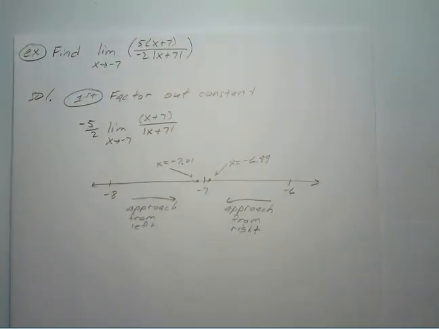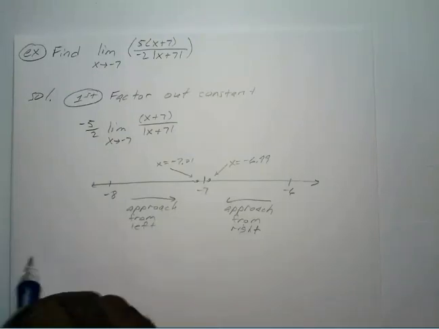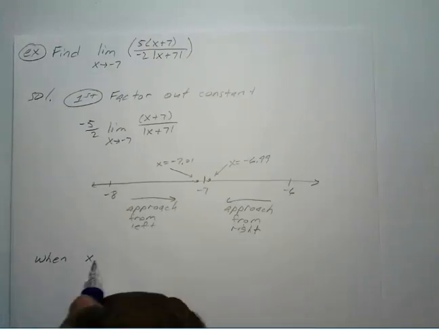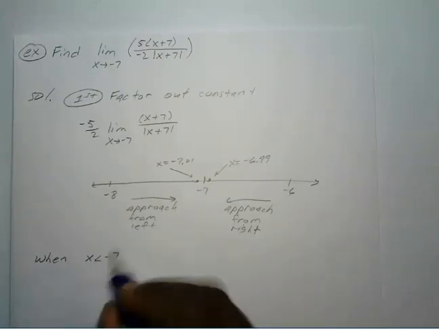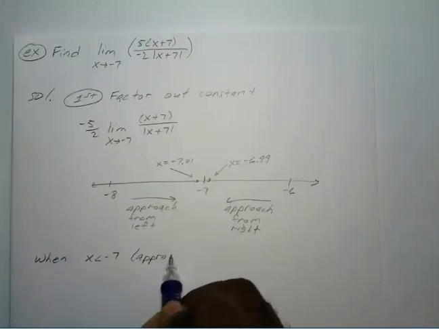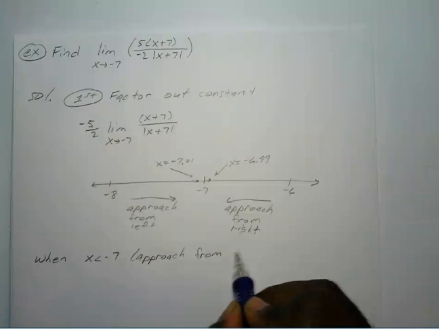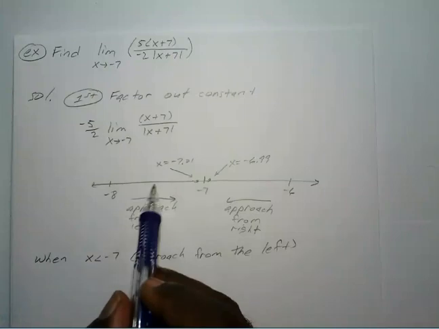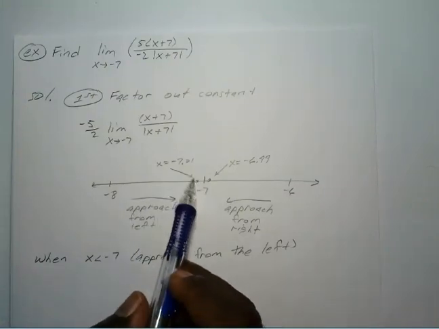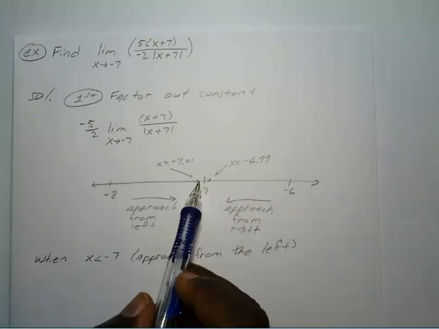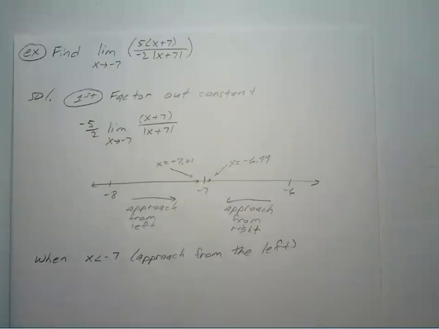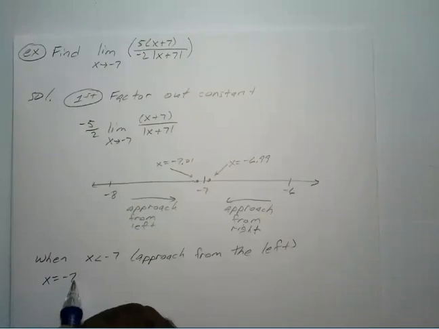Alright, so now we're going to look at approaching from the left. Okay, so when x is less than -7, or approach from the left, instead of putting in various values leading up to it, we're just going to put in one value that's really, really close, because we already know it's approaching -7. We're just going to put in a value that's really close to -7. Okay, so we'll say x is equal to -7.01.